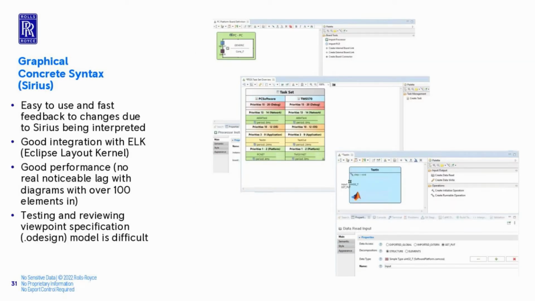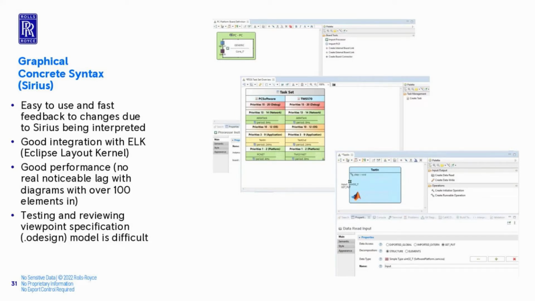So we've made substantial use of the Sirius framework for creating our diagrams. We really like the interpreted nature of Sirius, which gives us rapid feedback on changes. There's some really great work on integrating Sirius with the Eclipse layouting framework, and we've seen some really positive results in auto layouting our diagrams. So even though Sirius is interpreted, we've not really had any performance issues with diagrams. We've got diagrams containing over 100 model elements, and there's no real lag in that.